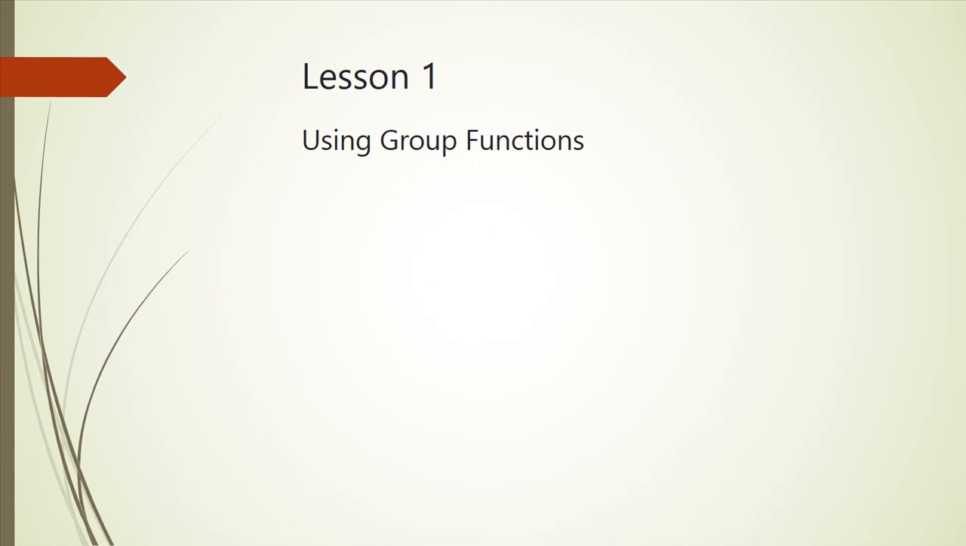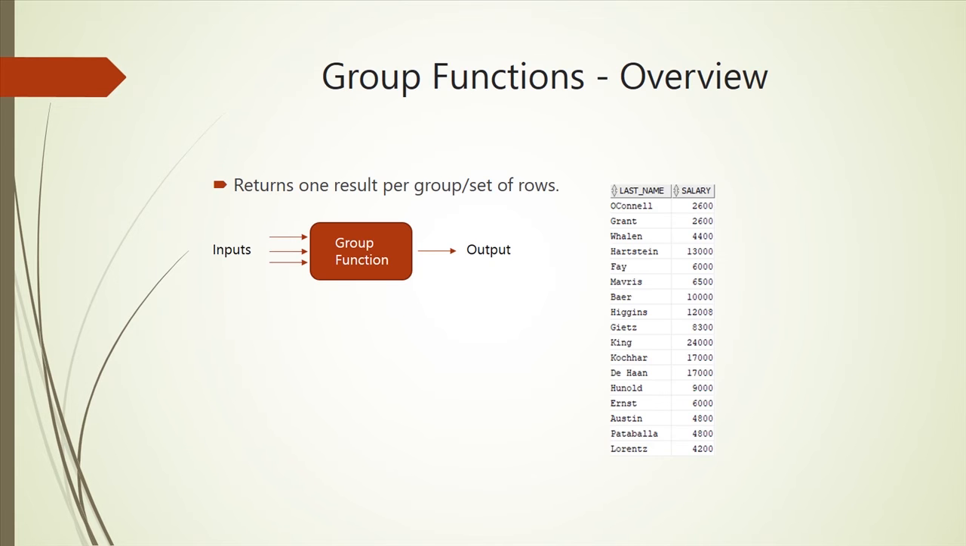In lesson 1 we are going to learn how to use group functions. As we learned before, there are 2 types of functions: single row functions and multi-row functions or group functions. Single row functions accept inputs or arguments and return one output per each row, like for example upper, lower, initcap, substring, round, trunc, ceil, floor. These are single row functions that accept inputs or arguments and return one output per each row.